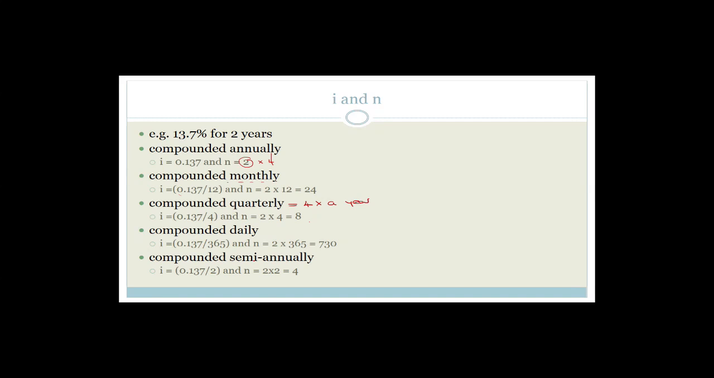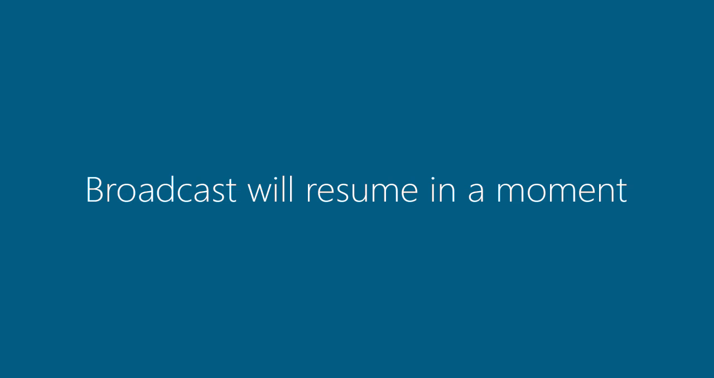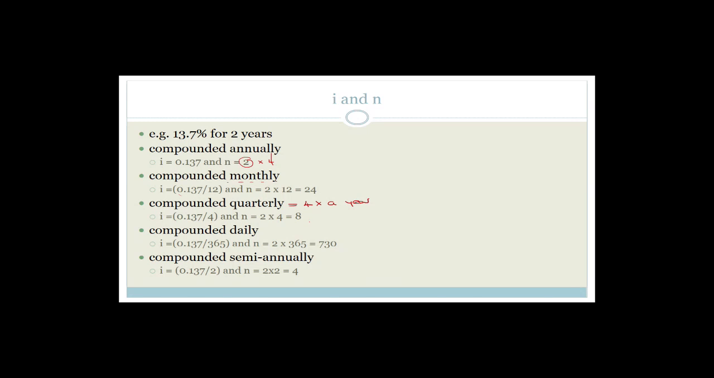Semi-annually means twice a year. So we're going to take the interest divided by 2, and we take N, which is 2 years, times the twice a year, which gives you 4. Okay, so you really need to know how to get these I's and N's right, because it's obviously going to make a huge difference in actually working out your sums. In fact, this is where most people struggle, where most people fail to get the sum correct. So please make sure you understand this.